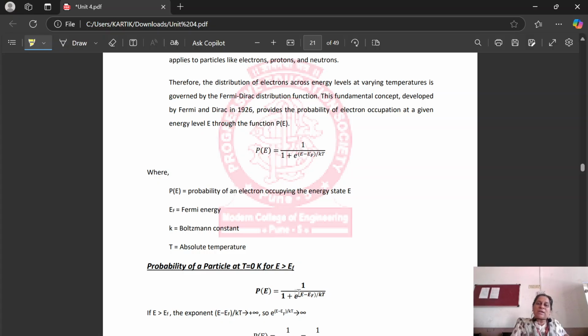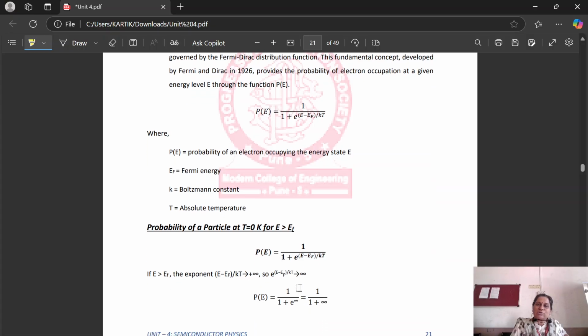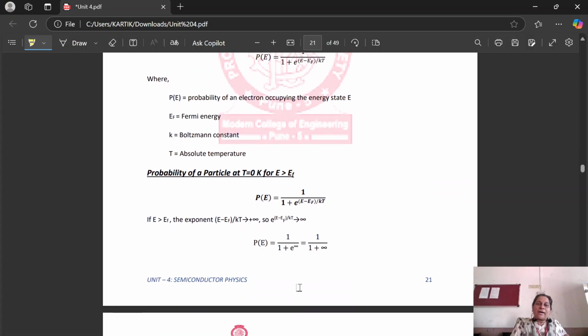So PE is equal to 1 upon 1 plus e raised to (E minus EF) upon KT. Now for E greater than EF, the exponent (E minus EF) upon KT will go to plus infinity, right? Because E minus EF will be a positive number since E is greater than EF, and T is anyway 0 because we are talking about 0 K temperature. Therefore PE is equal to 1 upon 1 plus e raised to infinity, which is 1 upon infinity, and therefore the probability of finding the particle goes to 0, right? So this is the first important part.